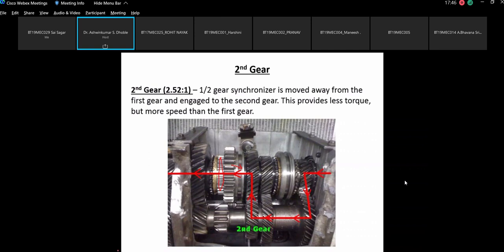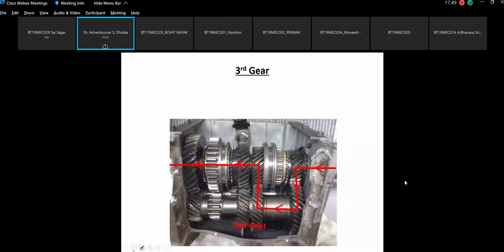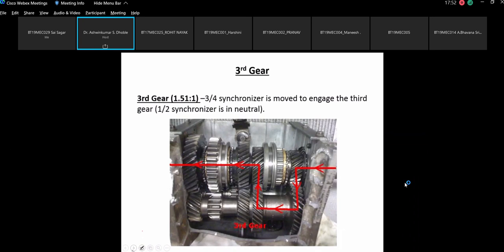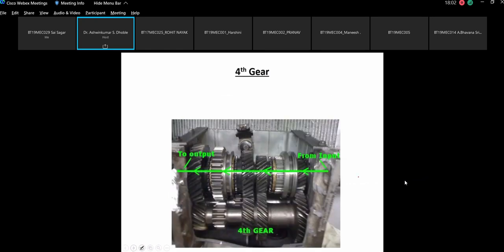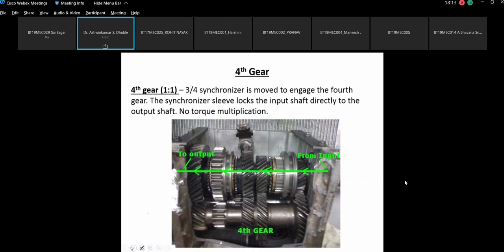Then coming to the third gear, this is the third gear engagement. Now this synchronizer will come into the picture. And this is the last gear. That means from input to output, the fourth gear is the driving gear, and the gear ratio is 1. So no torque multiplication here. The synchronizer is moved to engage the fourth gear. The synchronizer sleeve locks the input shaft directly to the output shaft, with no torque multiplication.